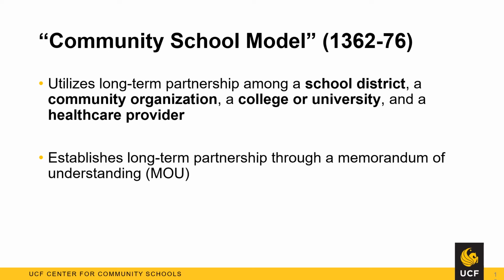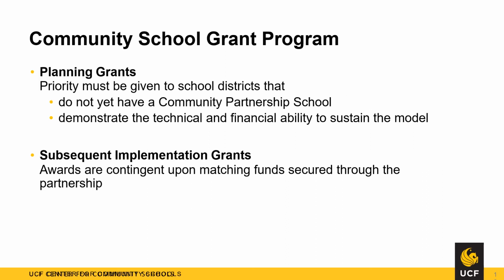A key component of this model is the long-term partnership that exists through a Memorandum of Understanding, or an MOU, which commits all the partners to the work of the Community Partnership School. The Community School Grant Program offers two types of grants. The first type is the Planning Grant, which we are talking about here today and the application is currently open for. This is a competitive grant and priority must be given to school districts that do not yet have a community partnership school and demonstrate the technical and financial ability to sustain the model.